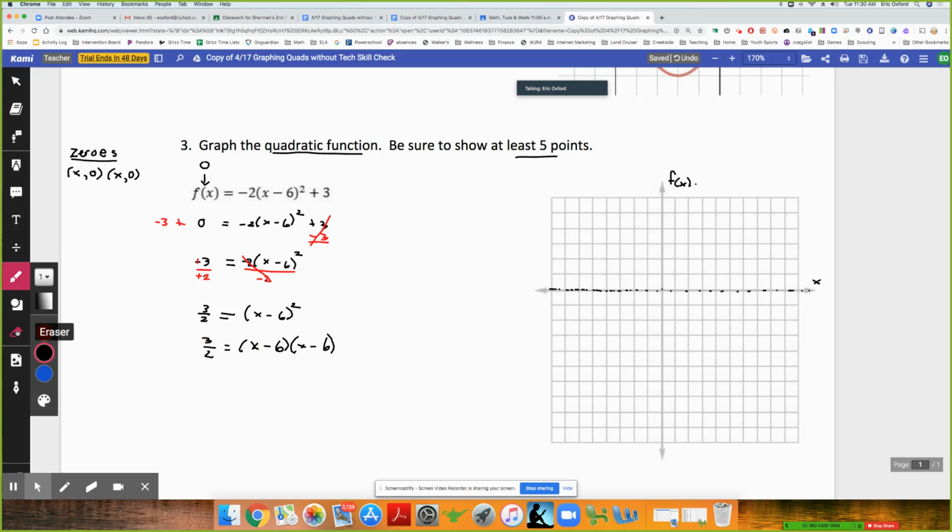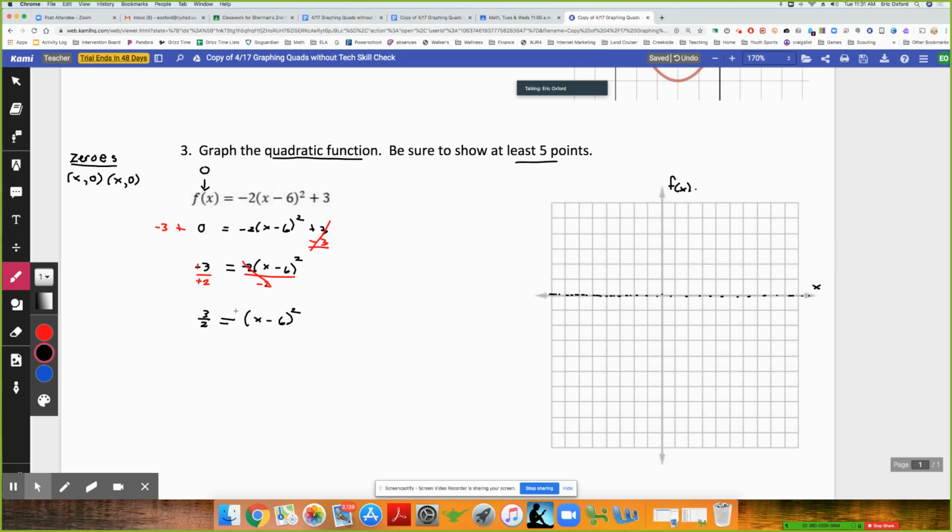Or here's another way, and this is probably what I prefer to do. Instead of writing out the binomial like that, I might just take the square root of both sides. It's been a long time since I've done this, so I'll have to check my answer with decimals to look at the final graph. But I'm probably going to take the square root of both sides here.